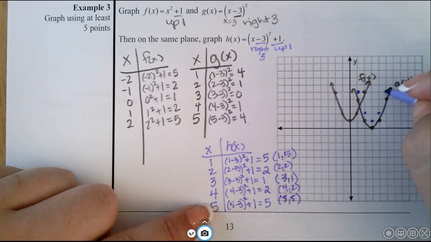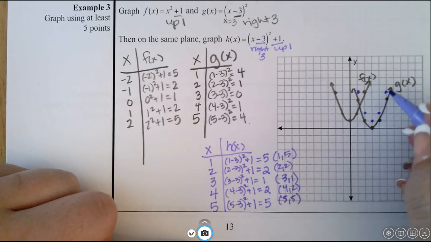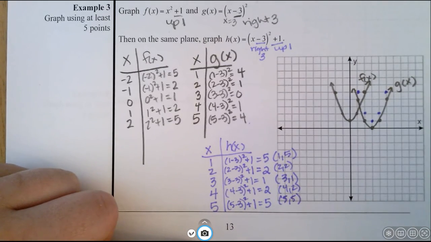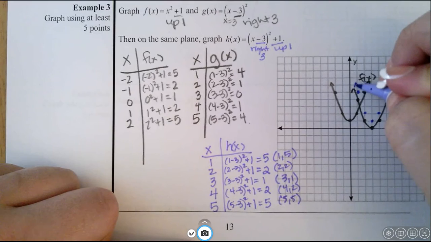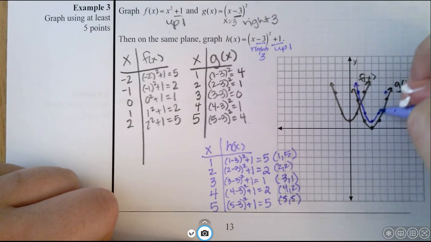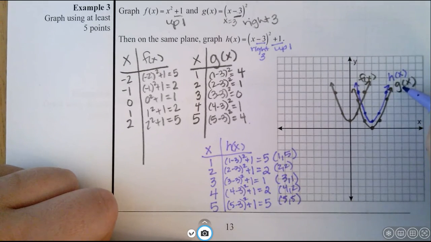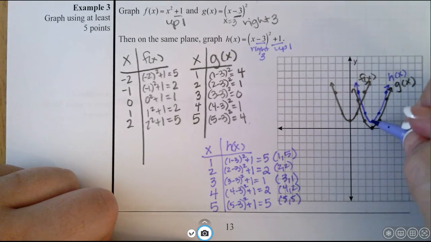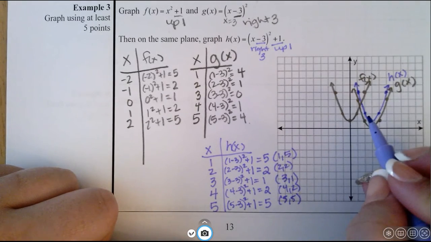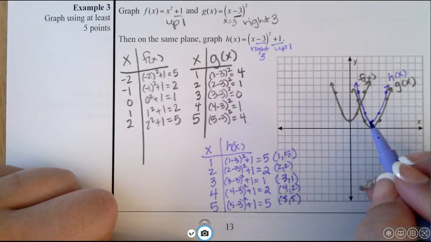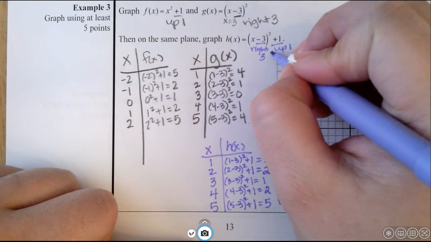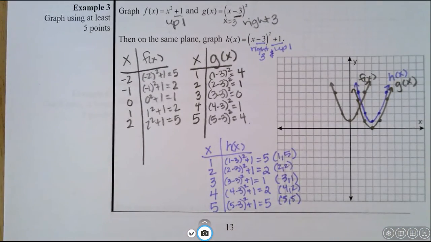Why did I do them in that order? Well, I started at the vertex and I made my way up both sides. So that kind of shows you the symmetry. So what is the difference here between h of x and g of x? We've really just moved everything up by 1. Between f of x and h of x, we moved everything over by 3. So we did both. We moved up 1 and right by 3 from our original graph of x squared.